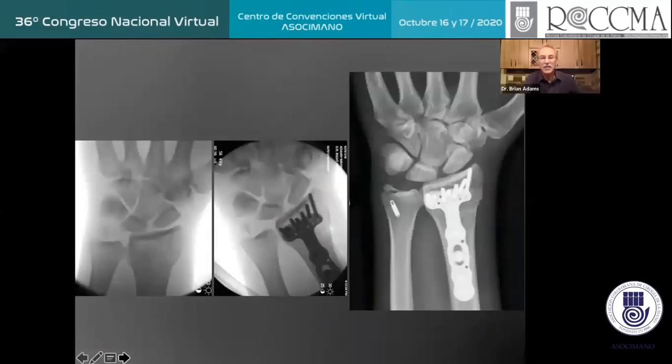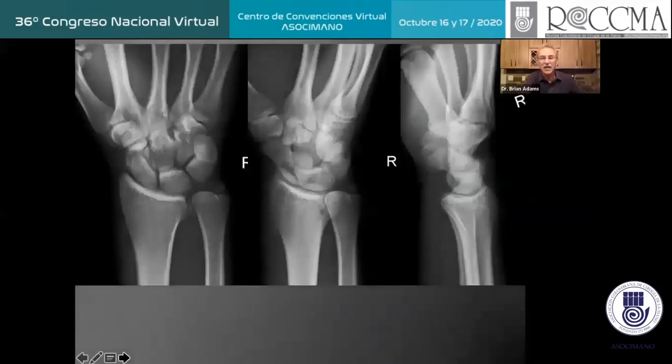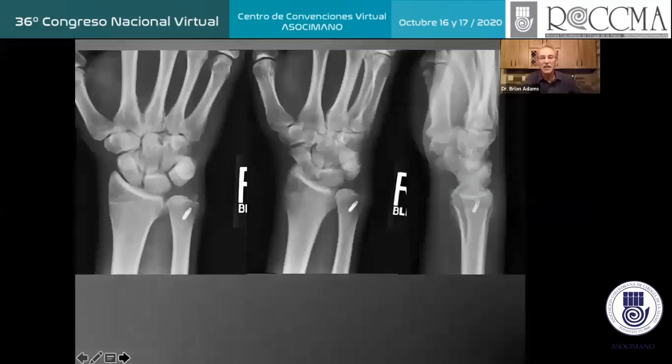Here, a widely displaced DRUJ. You can see after the distal radius is fixed, the styloid is still widely displaced, and by using a simple suture anchor technique with tension band, it can be brought back down for healing. And here's another case, a chronic case with DRUJ instability, in which the TFC is again repaired by fixing the styloid back.